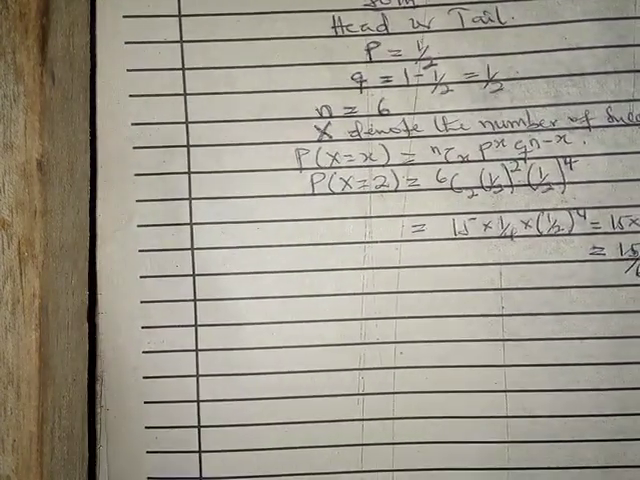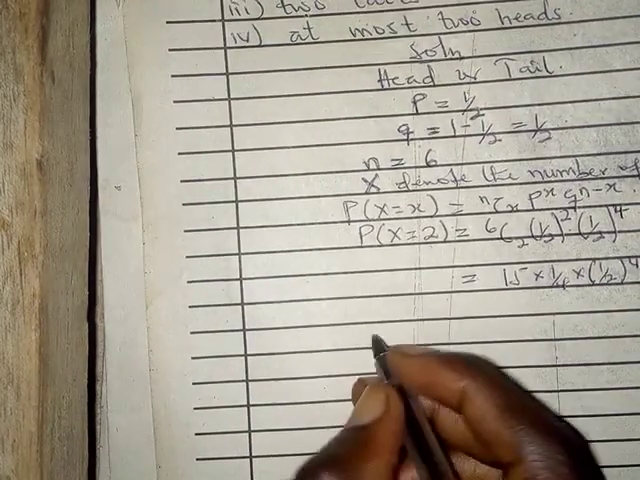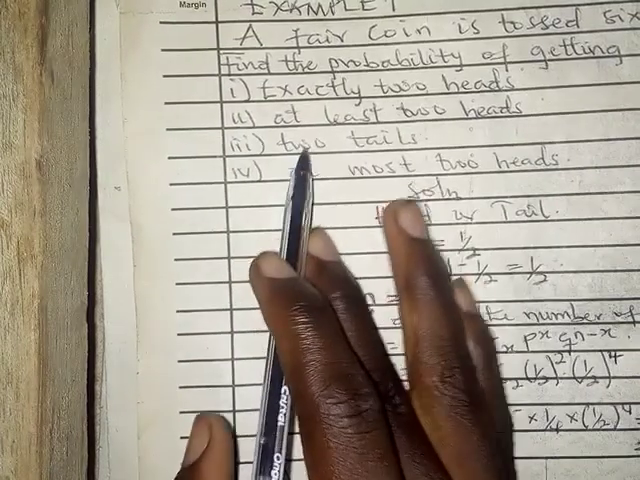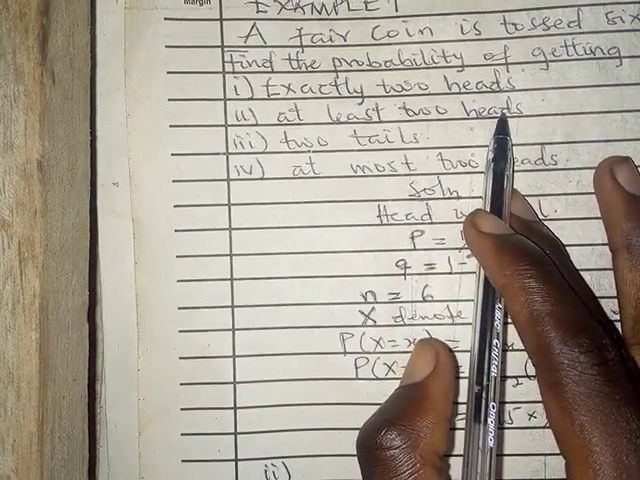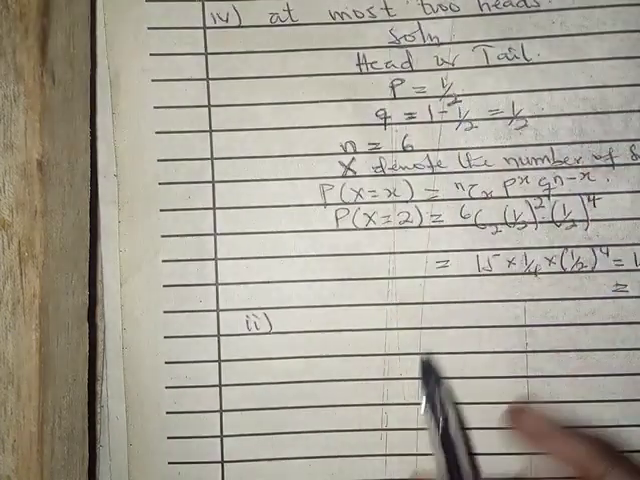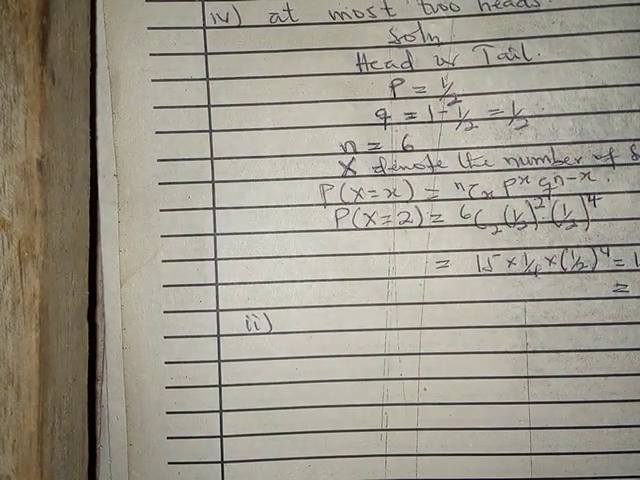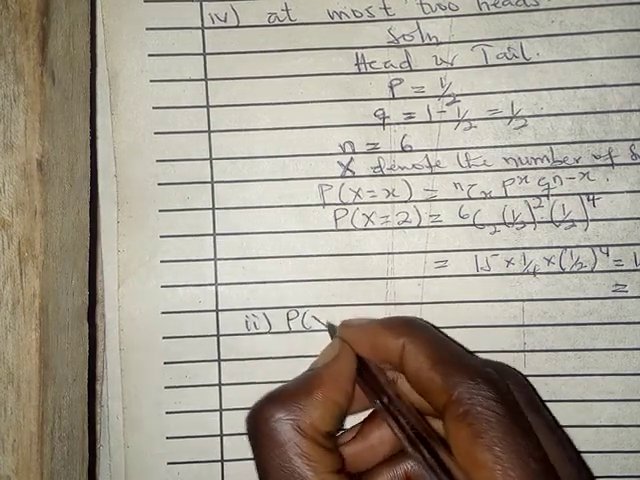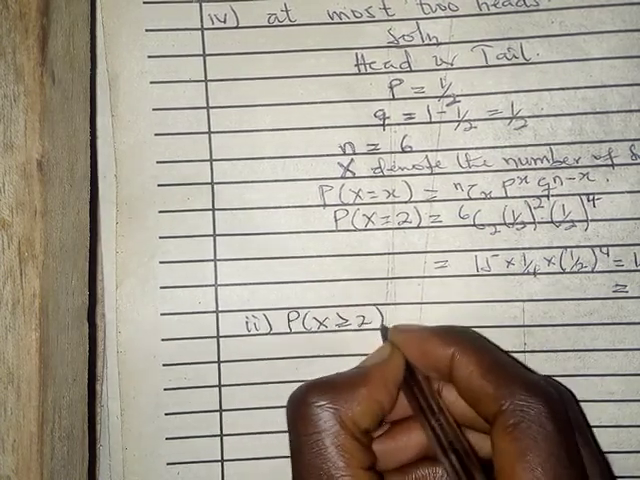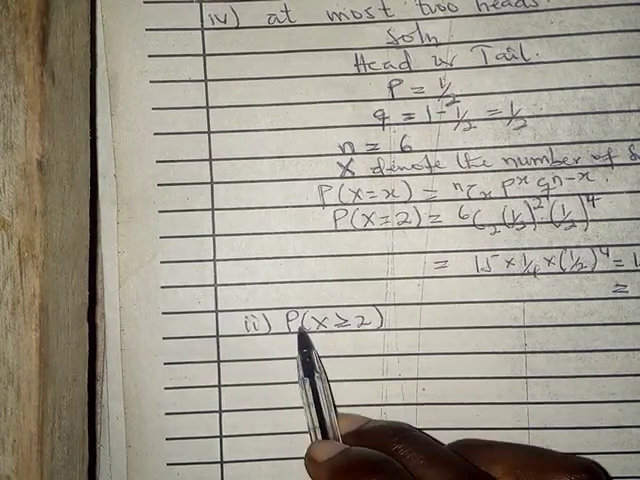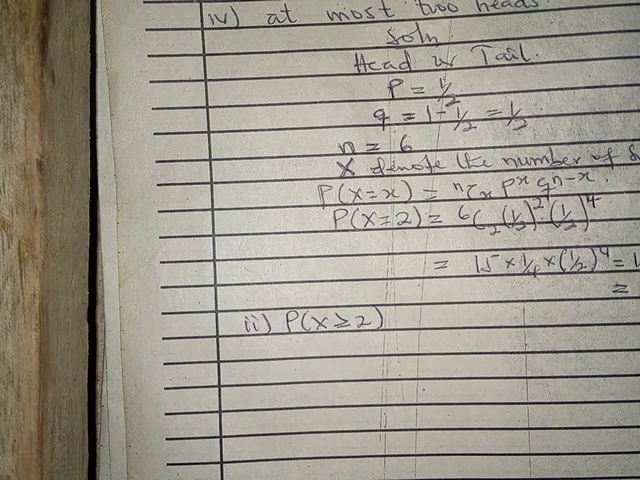Alright, so we move on with part (ii). We are to find at least 2 heads. Remember, at least means 2 or more. So we will express it as P of x greater than or equal to 2. That means at least 2, that is, the probability of getting 2 or more heads.